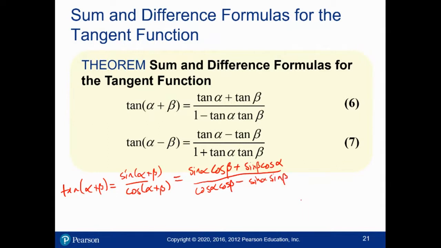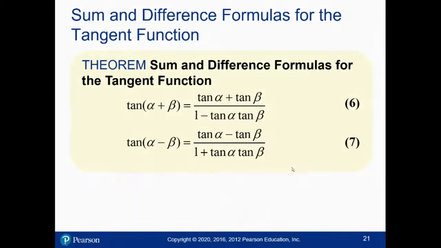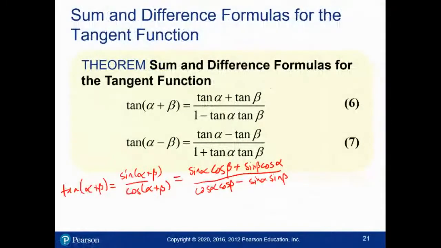Okay. Now, there's a lot of stuff I could do here. What I'm going to do is multiply the numerator and denominator by 1 over cos alpha cos beta. Don't wonder why I would do it. Just acknowledge that basically all I did was multiply by 1. I'm dividing the numerator and denominator by the same thing.